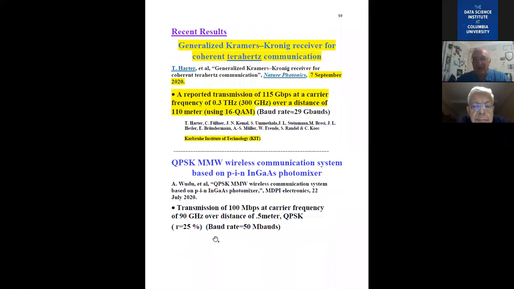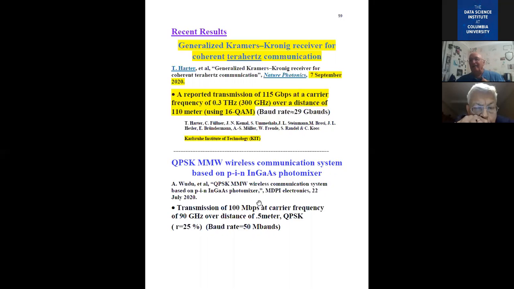If you go one page further, this is just now. I just picked this up a few weeks ago. This is out of a paper: 115 gigabits per second at 0.3 terahertz over a distance of 110 meters. This is something implemented. People are actually building it. This is another article that just came out about a month or 2 months ago, a different way of implementing the actual transmitter and receiver: 100 megabits per second at 90 gigahertz.